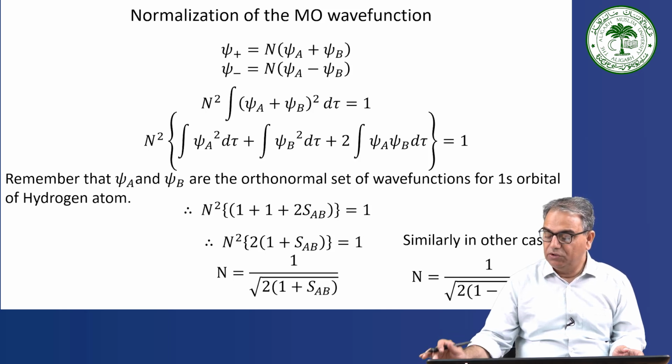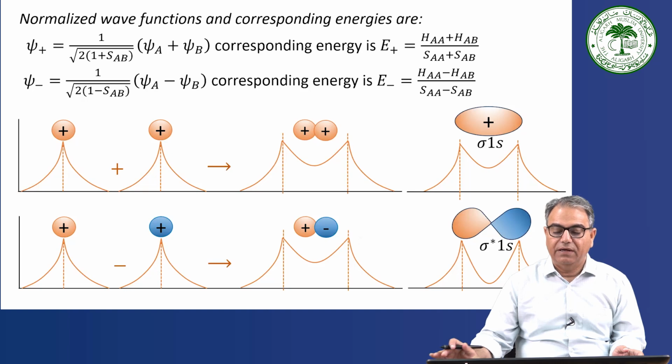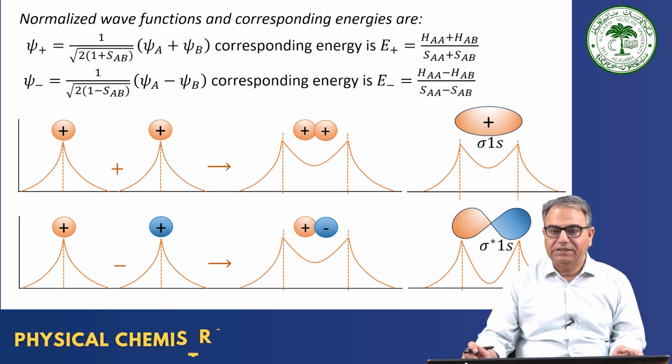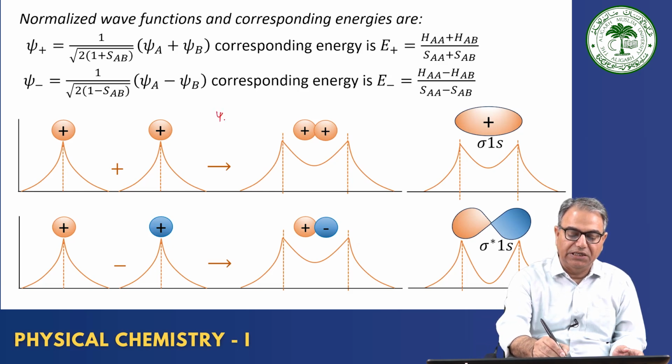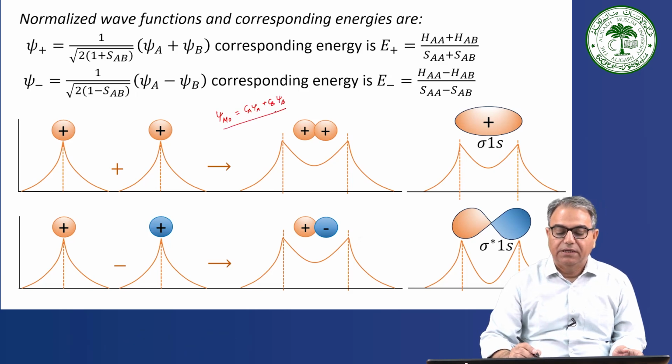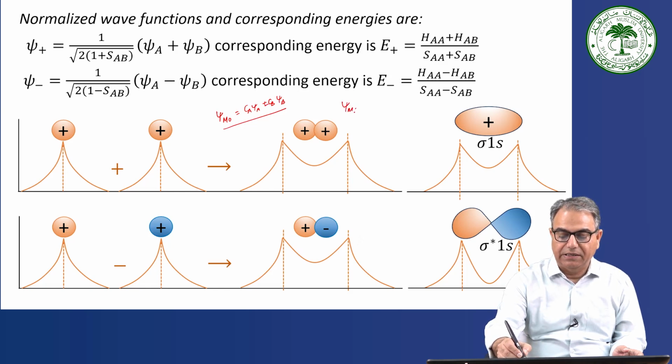So these two normalization constants we got, and this was the slide where I left you. We have normalized eigenfunctions and we have the eigenvalues. When you go for a linear combination, your psi trial or psi MO is linearly combined as Ca psi A plus Cb psi B. The values of Ca and Cb we also found, and psi A plus or minus psi B are the two functions.